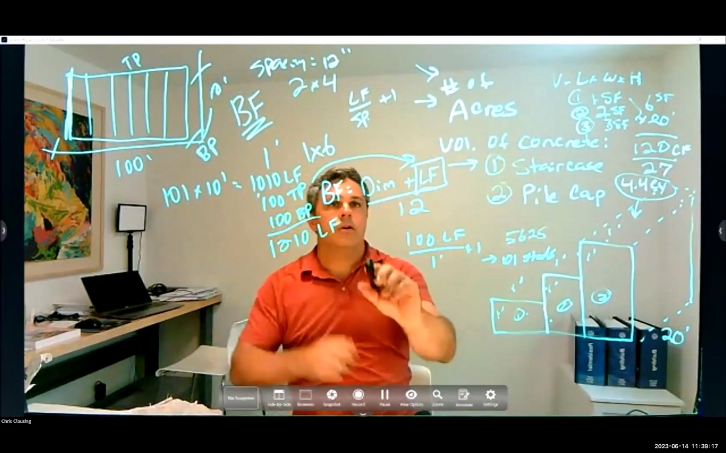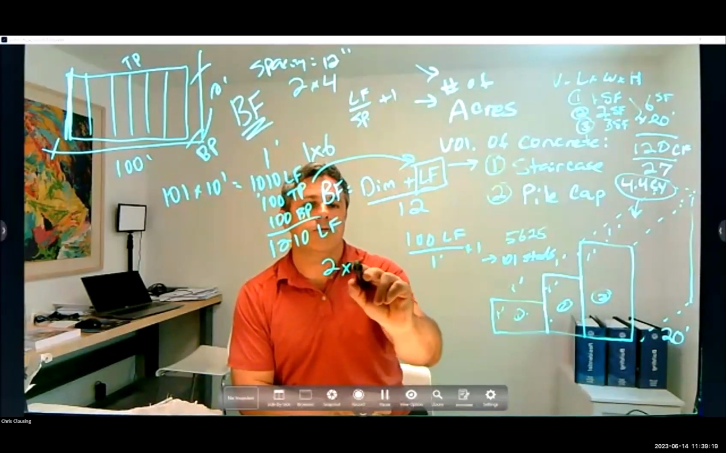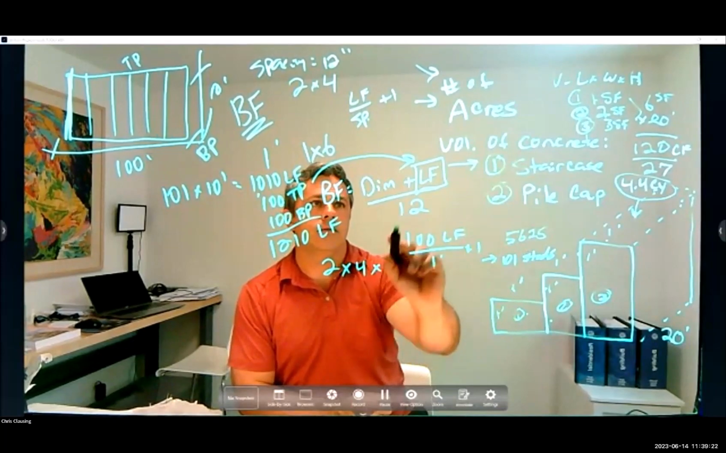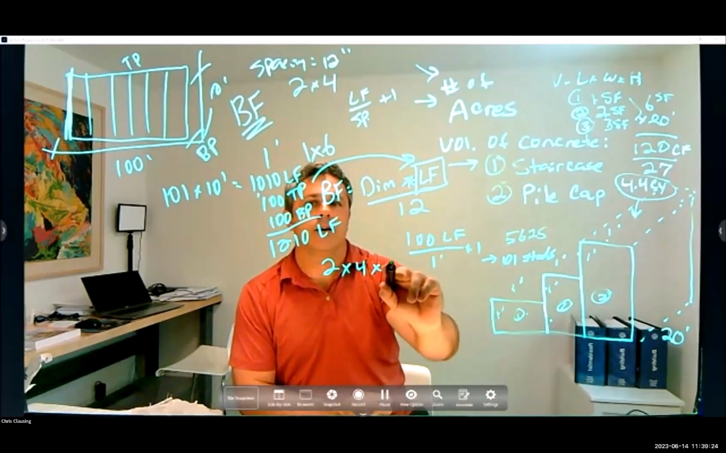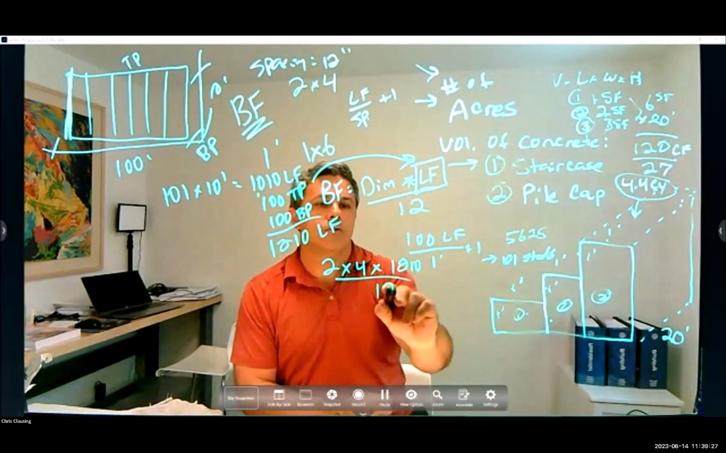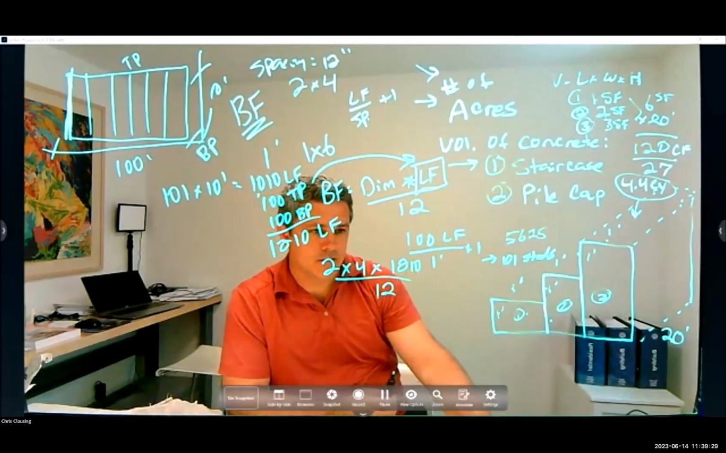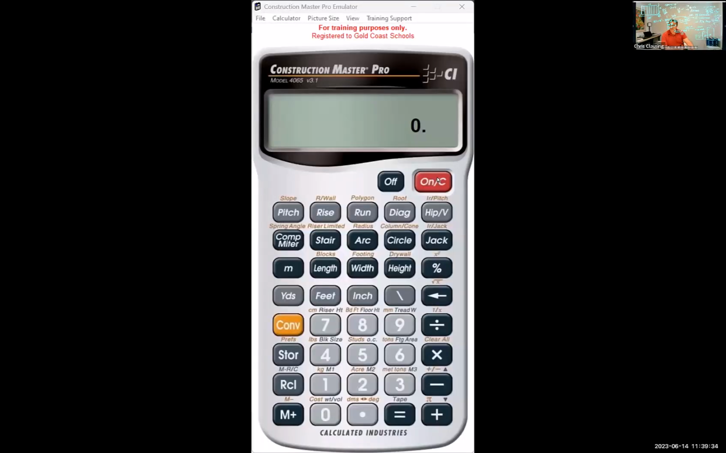Okay. And then I'm going to take 2x4, and this is supposed to be a multiply, by 1210 divided by 12. Let's do it on a calculator. So it's 2x4 by 1210, divided by 12. We have 806, let's call it 807 board feet. That's doing it manually, right?